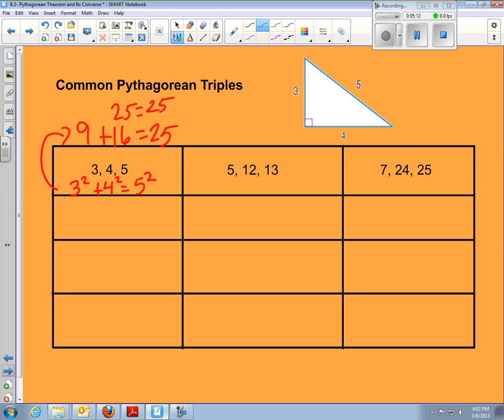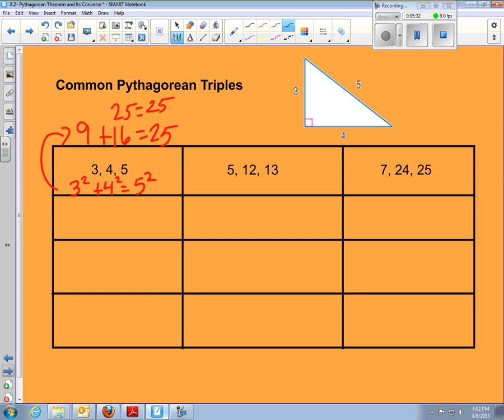So that's a thing that if you see that it's a right triangle and you know the two legs are 3 and 4, automatically you can say, oh, I know my hypotenuse, that's going to be 5. Or maybe you know the hypotenuse is 5 and one of the legs is 3. You're going to recognize that as a common Pythagorean triple, so that missing leg is going to be 4.